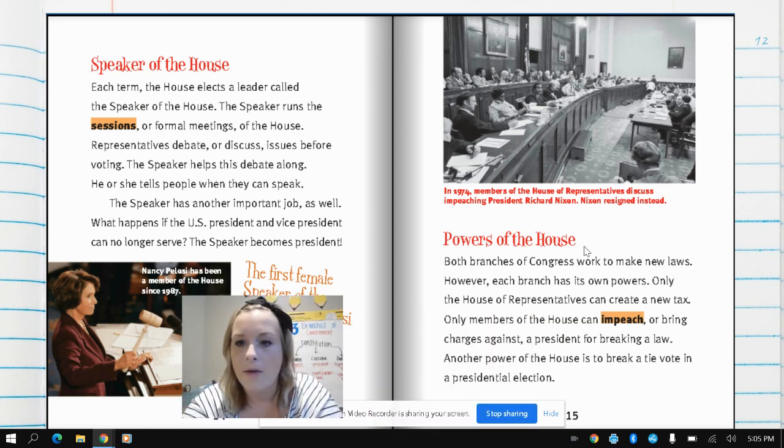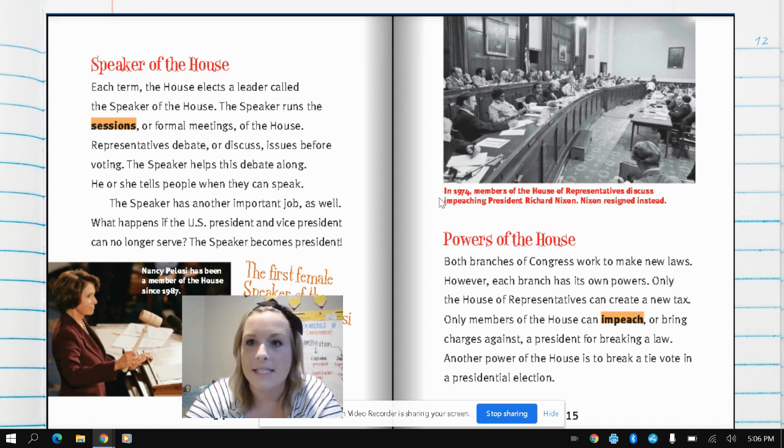Now we'll speak about the powers of the House. Both branches of Congress work to make new laws. However, each branch has its own powers. Only the House of Representatives can create a new tax. Only members of the House can impeach or bring charges against a president for breaking a law. Another power of the House is to break a tie vote in a presidential election.